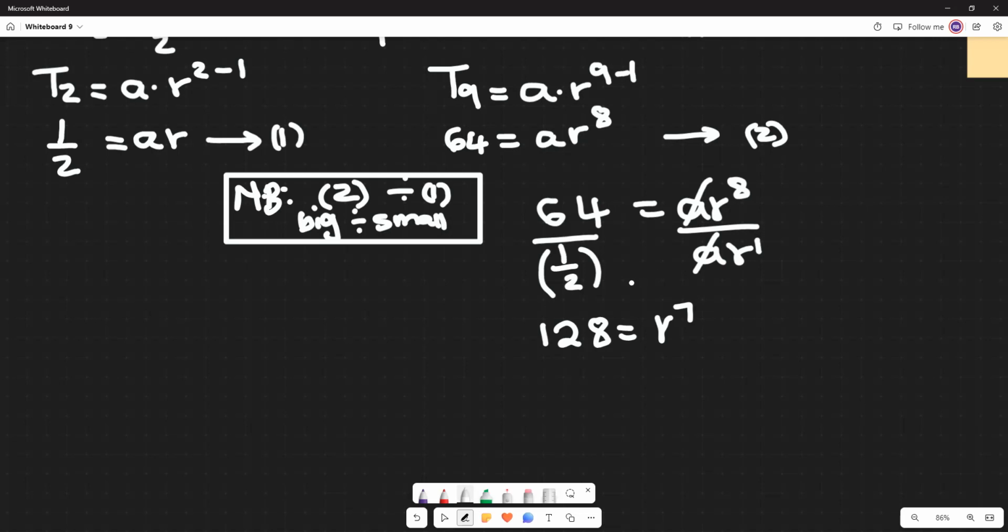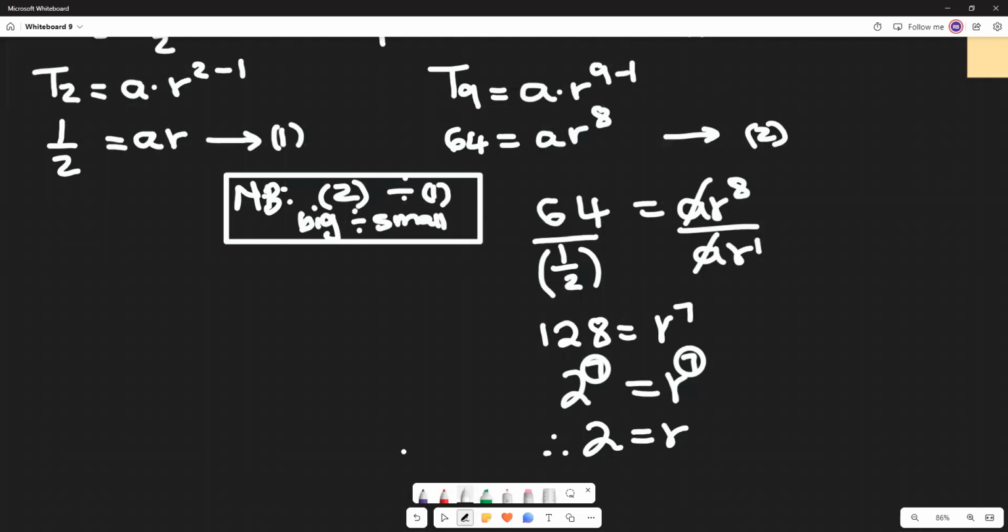Then 128, you have it on your calculator as the answer, and you press shift, fact. You can see that this can be written as 2 to the power 7. It's R to the power 7. And since the exponents are the same, they can cancel each other. So you're left with 2 equals R. So you have the value of R as 2.